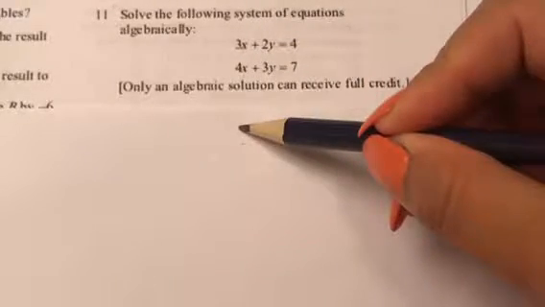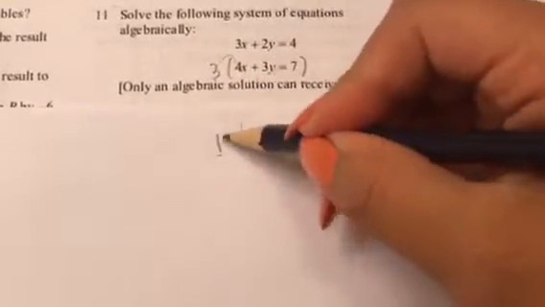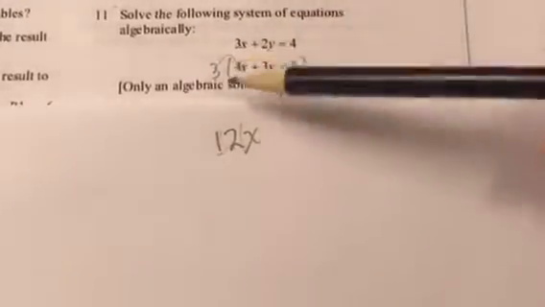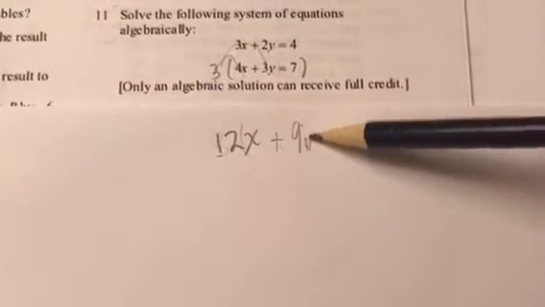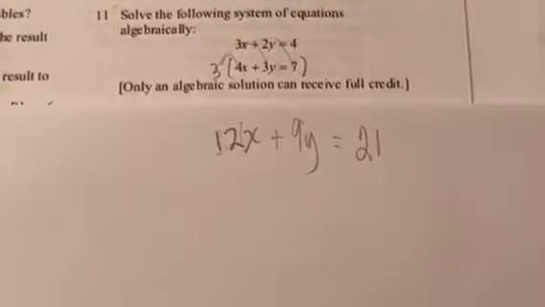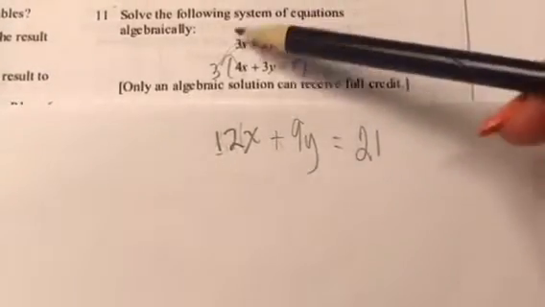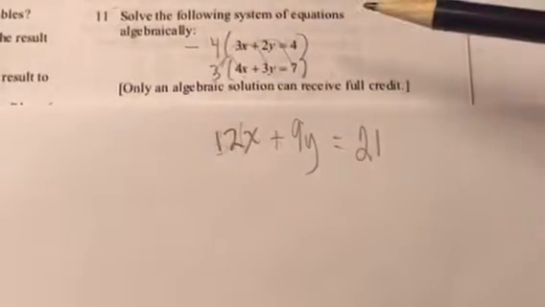Actually, I'm going to do the bottom times 3. So 3 times, let me write that up here. 3 times everyone in here, so that's going to be 12x. Okay, 3 times 3 is 9y. 3 times 7 is 21. Okay, and then again, I'm going to multiply the top times negative 4, so I can just subtract later.